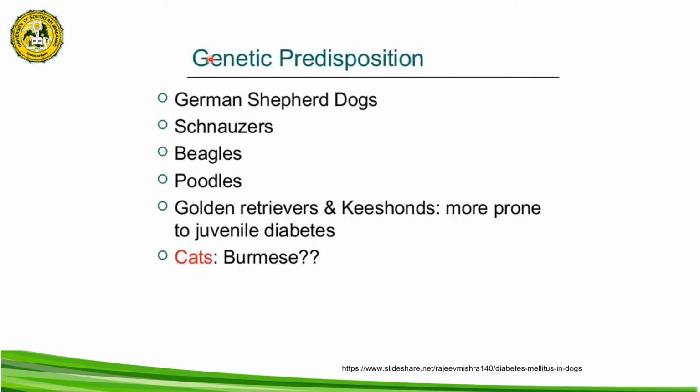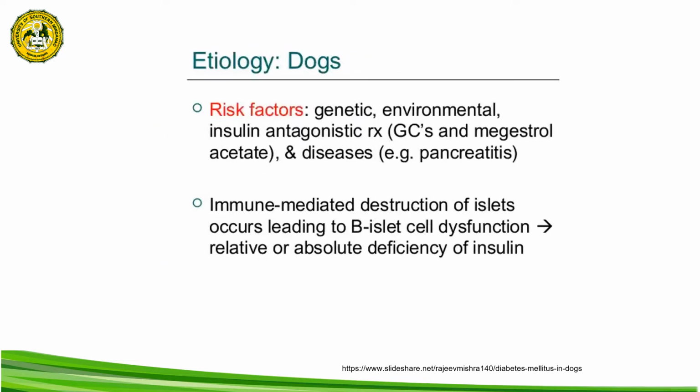These are the genetic predispositions of diabetes mellitus. So these are the breeds of dogs and cats that are more predisposed to developing diabetes mellitus. So this slide here represents the etiology of diabetes mellitus in dogs. So first are the risk factors. So included in these factors are the genetics. So there are certain breeds of dogs that are more predisposed or susceptible to developing diabetes mellitus.